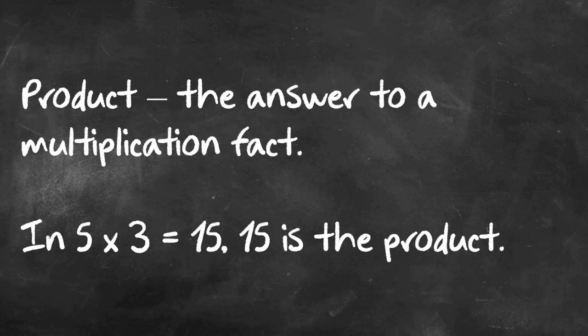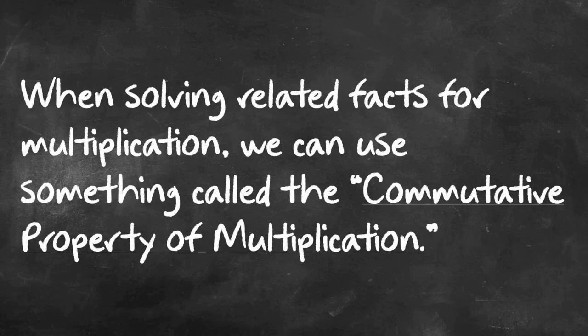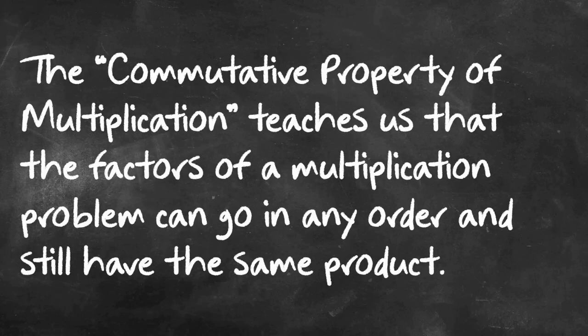Now, when we're solving related facts for multiplication, we're going to use something called the commutative property of multiplication. That's an important thing. Hold that in your head. The commutative property of multiplication teaches us that the factors, those numbers we're multiplying together, can go in any order and you're still going to have the same product.